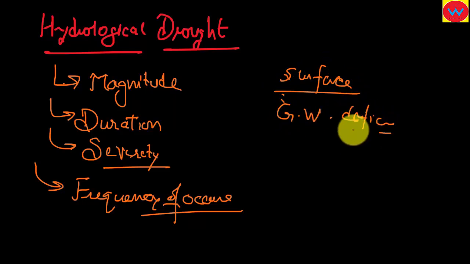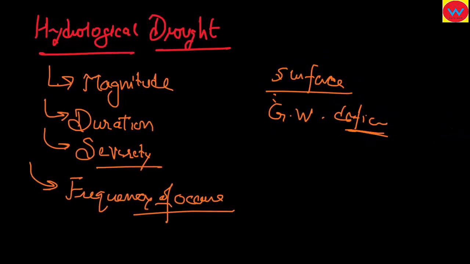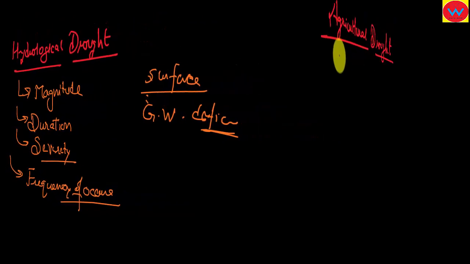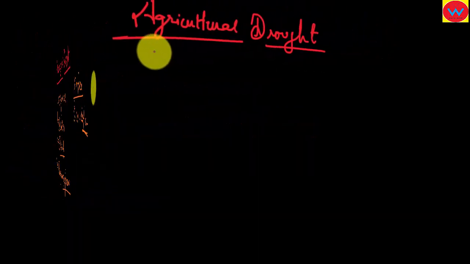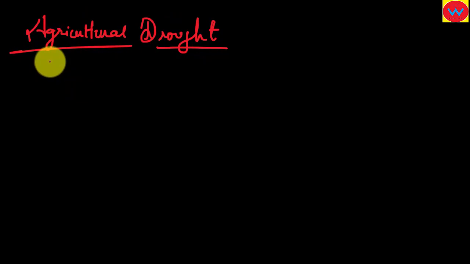You can say the surface water aspects of drought are essentially related to streams, and for agricultural purposes, if the amount of available moisture in the ground is not sufficient for crops to grow, then we classify it as agricultural drought. So in this drought we use some terms.